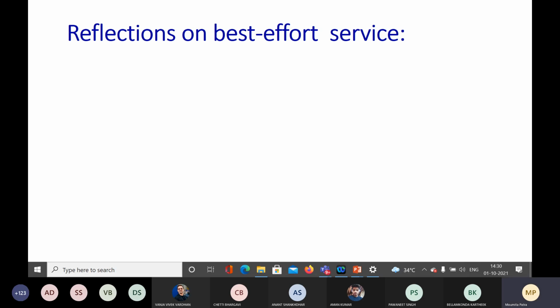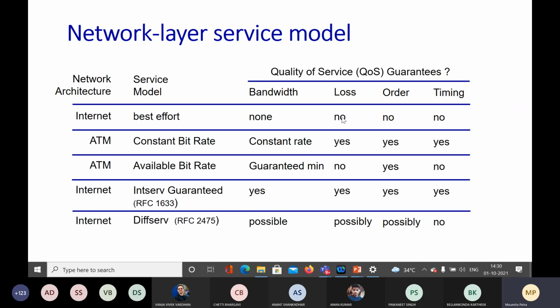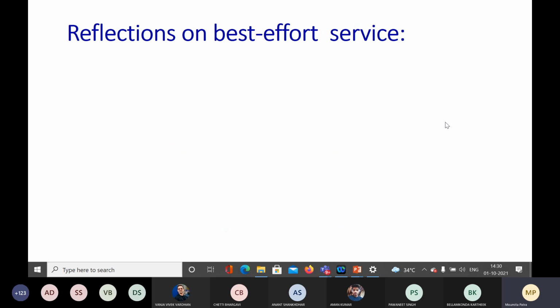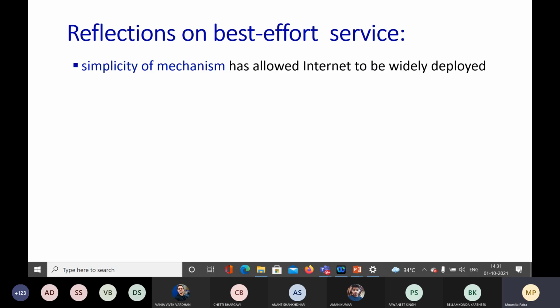Given all of these service models and their properties, one might think that if you look at this table, none of the guarantees are provided by best effort service. Then why is it even there? It shouldn't even be there, right? But if you get to know the internet, you will see that most service providers for normal customers provide best effort service. And why is that so?